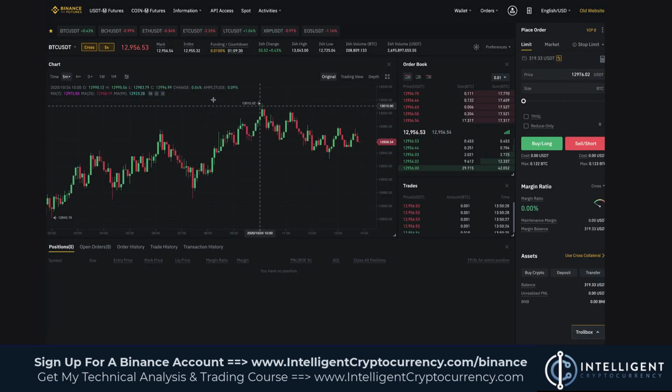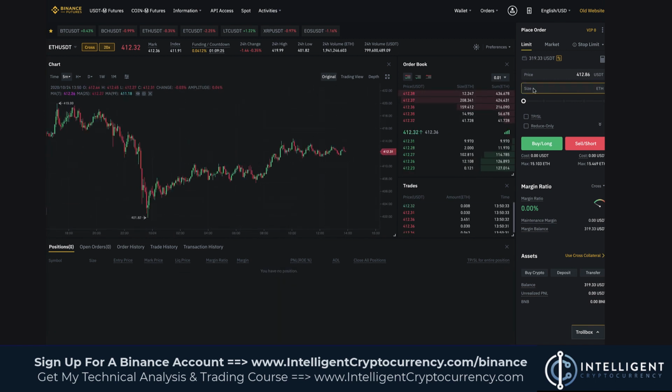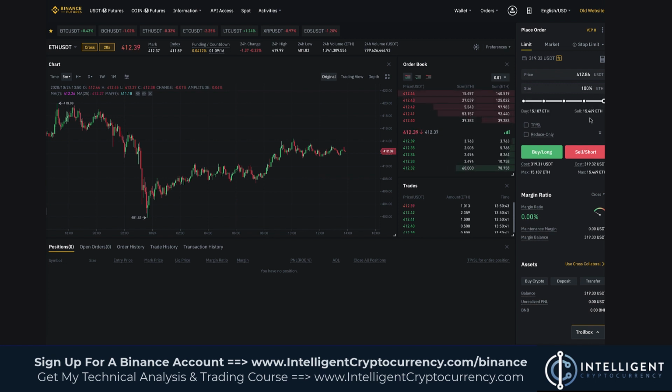So we can see over here, let's just have a look at, for example, Ethereum. And you can see right now this is a 20x leverage. So at 412, the maximum that I can trade is 15 Ether worth, 15.46, okay? And that would basically risk my entire $319, but it allows me to purchase 15 Ether. And at current prices, 15 Ether is currently worth about $6,000, right?